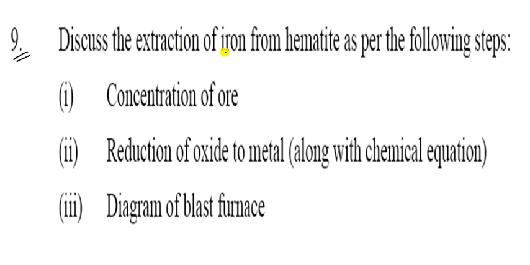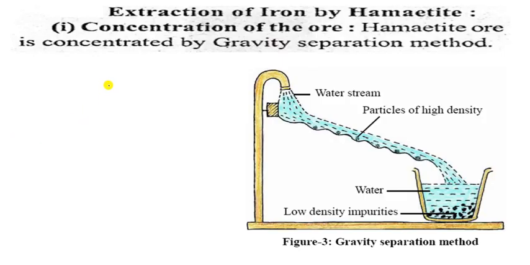For example, in the electrolytic refining of copper, a thick strip of impure copper is made the anode and a thin strip of pure copper is made the cathode, and the aqueous copper sulfate solution acts as the electrolyte. So this is the figure you can draw in your copy. In the electrolysis, pure metal is deposited on the cathode. So it is the cathode, here the pure metal is deposited.